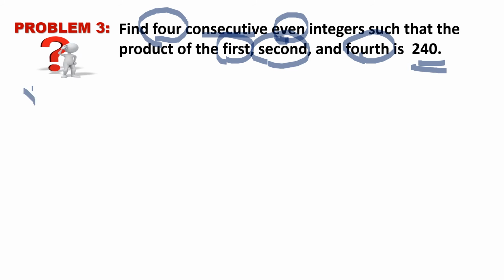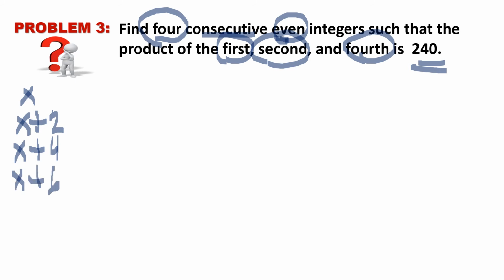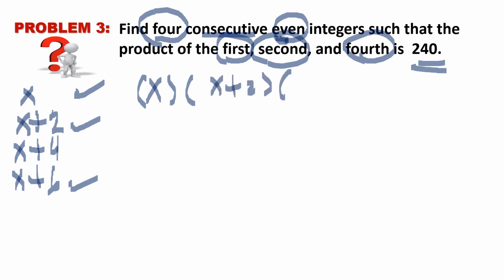It's like this. x is the first, x plus 2 is the second integer, x plus 4 is the third, and x plus 6 is the fourth integer. Now, how do we come up with the equation? It says here, the product of the first, second, and fourth is 240. So we have to multiply only the first, second, and fourth. So it should be x times x plus 2 times x plus 6 is equal to 240.